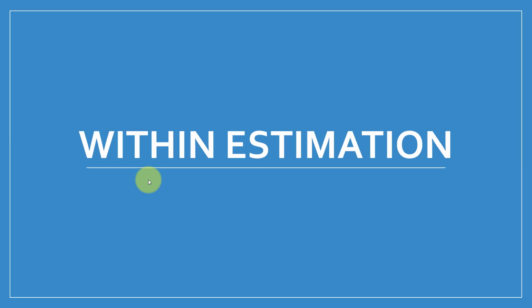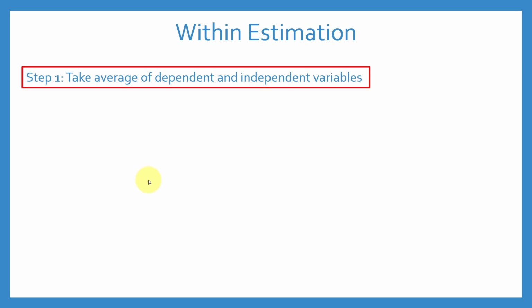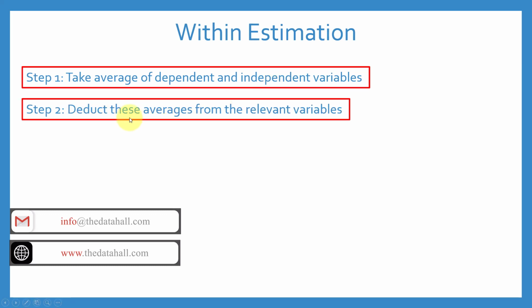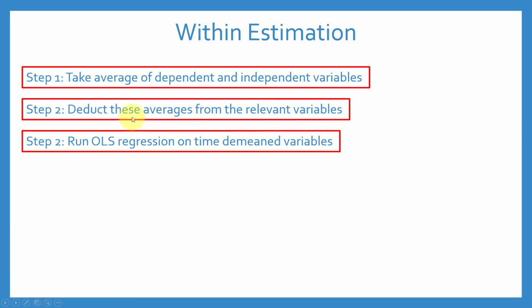Okay, so the next method is to use the within estimation, and in within estimation, what we do is we take the average of the dependent and the independent variables over time, as we did in between estimation, but we move one step forward and we deduct these averages from the relevant variables. This step 2 is called demeaning a variable. And then in step 3, we run the simple OLS regression on these time-demeaned variables.